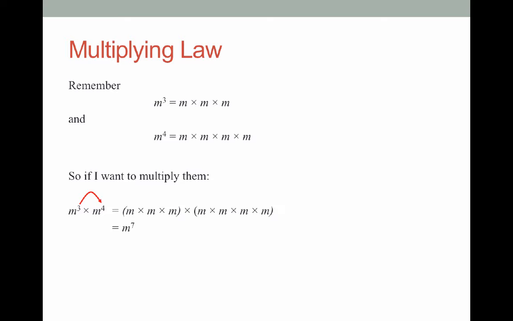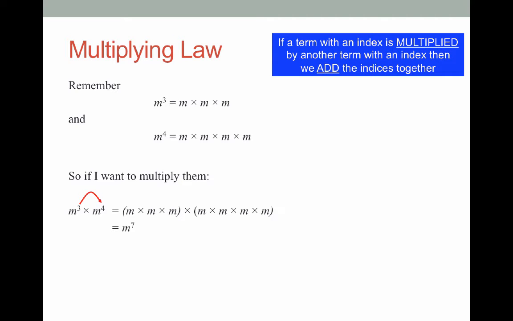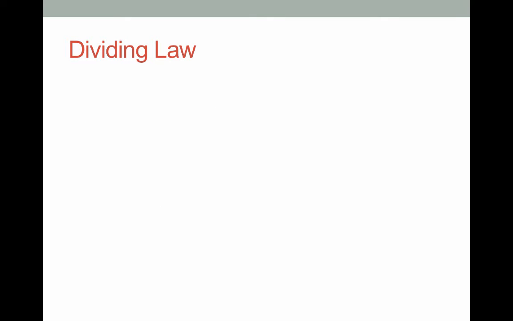Well, if you saw that there was a relationship where we would add them together, that is the rule for multiplying indices. That is, if a term with an index is multiplied by another term with an index, then we need to add the indices together. Now this only works if the base is the same, that is, if the m is the same in both of the terms, but that's the multiplying law. Let's take a look at the dividing law.